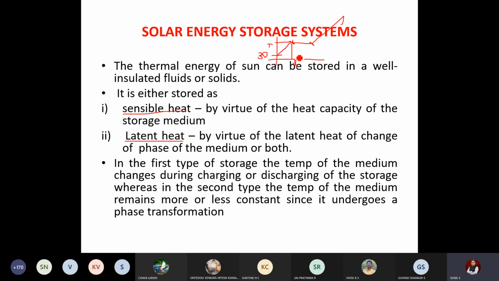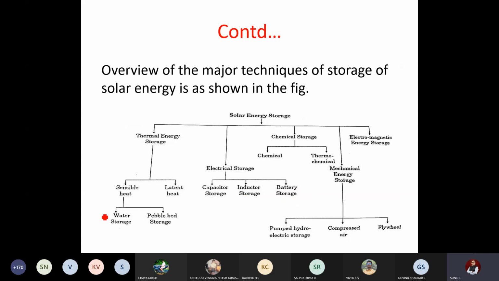What happens during this phase? There will be a change in phase of the substance. So this is called the latent heat and this is called the sensible heat. Just to make you understand, sensible heat is the heat capacity of the system. Without changing the phase, it can store the heat. After some point, if you start supplying the heat, the change of phase of the substance takes place. That is called the latent heat. So either you can store the heat in the form of sensible or latent heat in case of solar energy. Some simple examples I have listed here to make you understand better. So these are the various techniques used for storage of the solar energy.